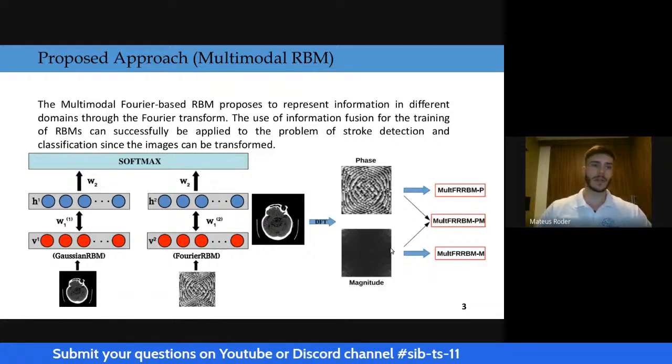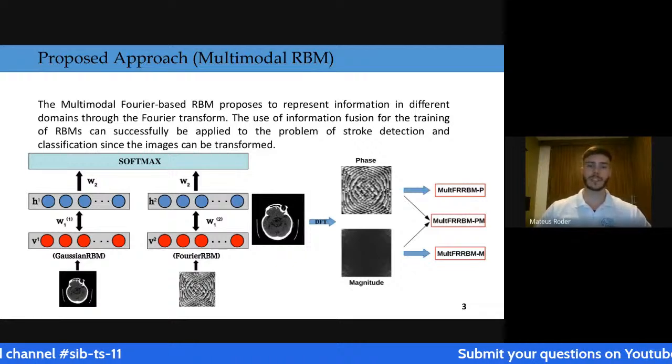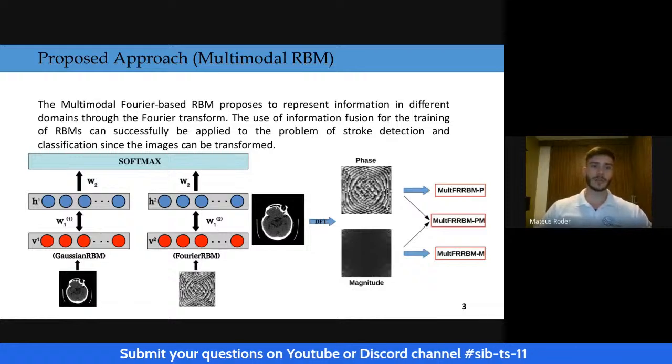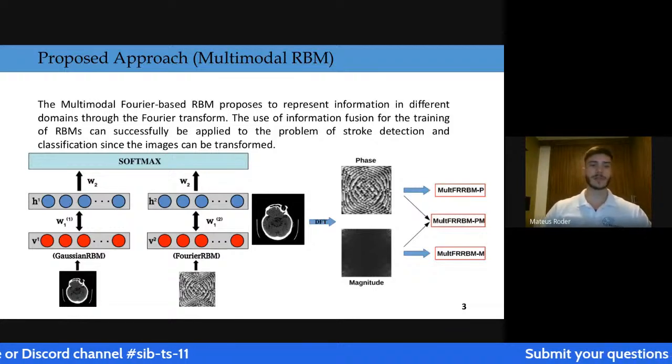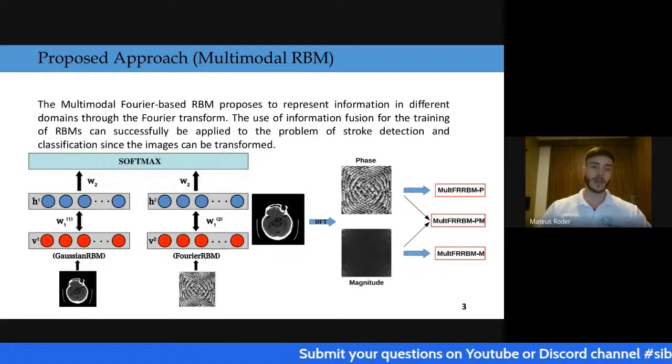Our proposed approach, named multimodal Fourier-based RBM, where RBMs are the restricted Boltzmann machines, the shallow neural networks employed, proposes to represent information in different domains through the Fourier transformation. The use of information fusion for the training of RBMs can successfully be applied to the problem of stroke detection and classification, since the images can be transformed.